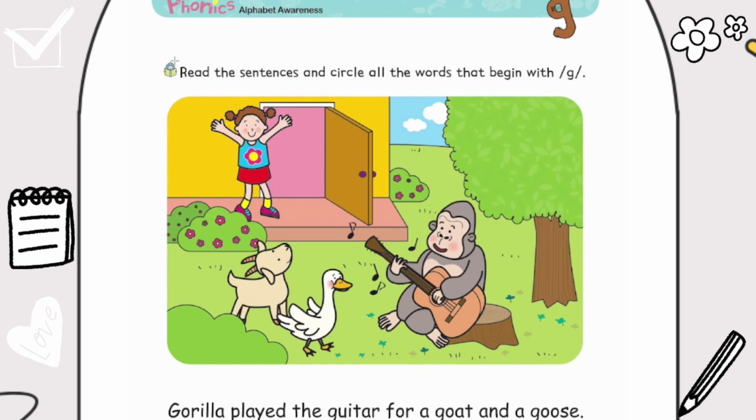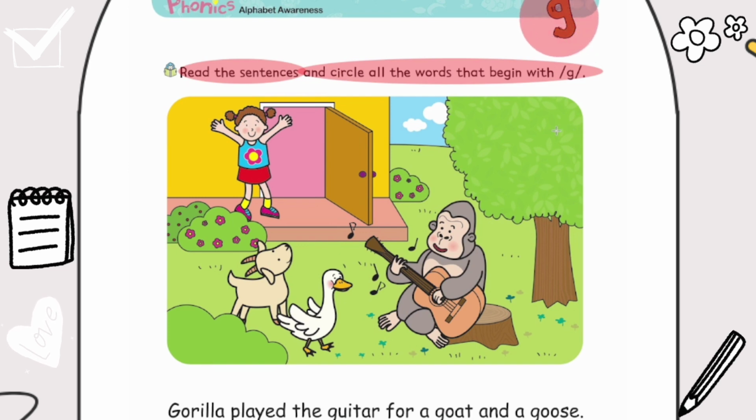Page 28, letter G. Read the sentences and circle all the words that begin with G. Alright, everyone, today we are learning about G. Letter G has a G sound.